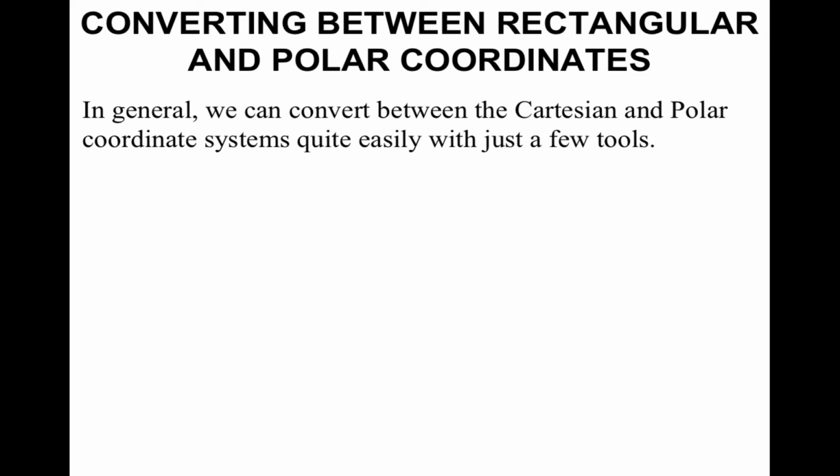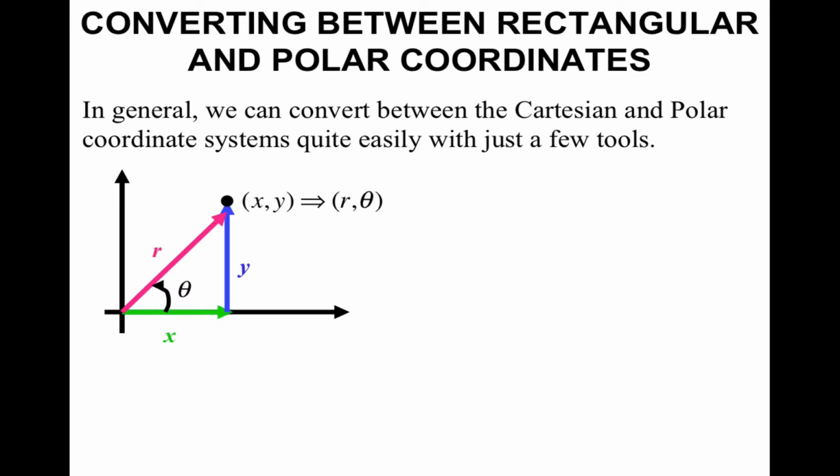All right, now let's look at converting between rectangular and polar coordinates. In general, we can convert between the Cartesian and polar coordinate systems quite easily with just a few tools. So we already have this typical picture, which means we have the Pythagorean theorem, which is r squared equals x squared plus y squared. And that we had that tangent theta equaled y over x.